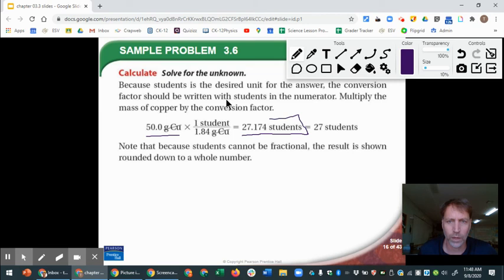Now we got to kind of deal with the real world, we don't have 0.174 of a student. So we round that down to 27 students. So 50 grams of copper will allow us for 27 students to take our lab. All right, so we round to a whole number there.